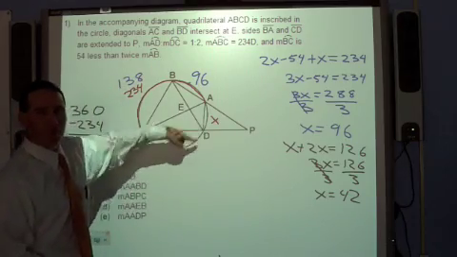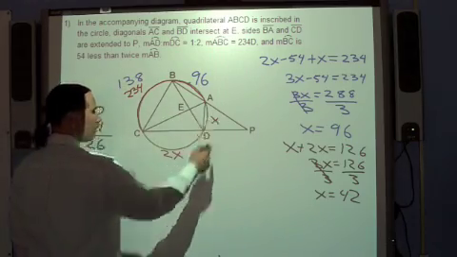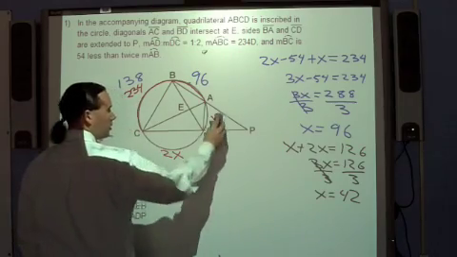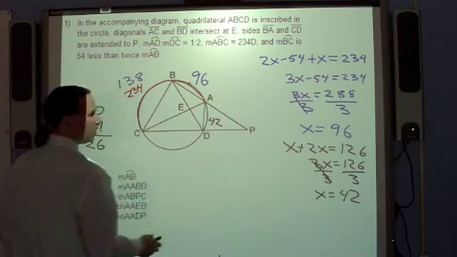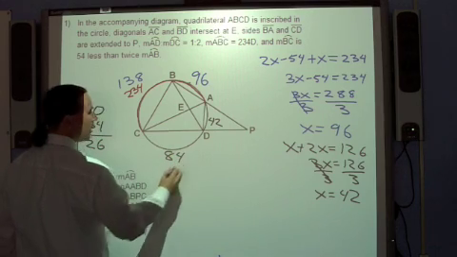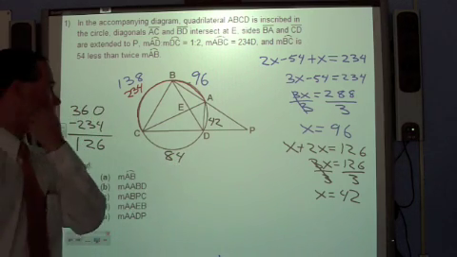That's this x over here. So this guy's 42 and this guy is double that. So we'll replace these with numbers as well: 42, and this one's going to be 84. Okay.